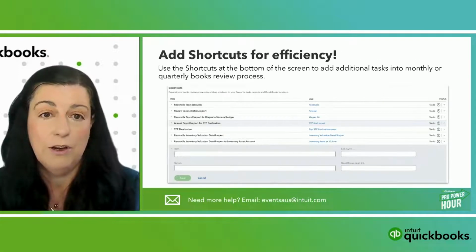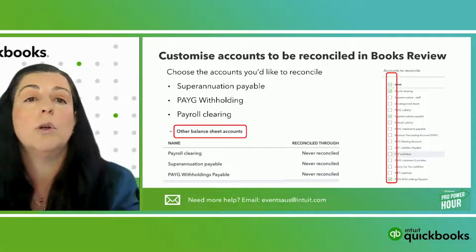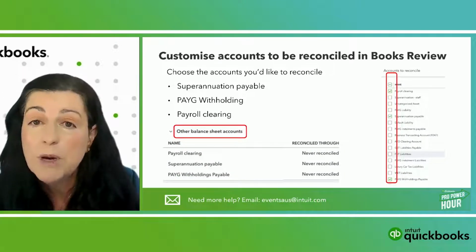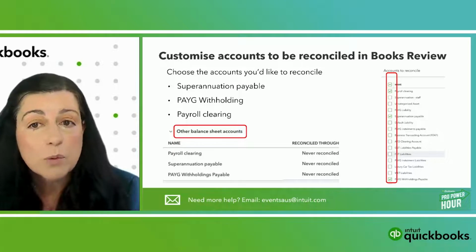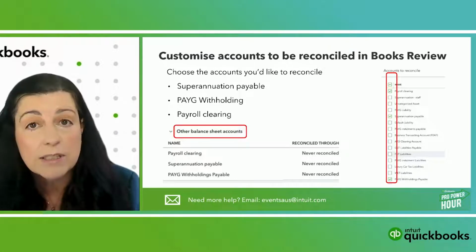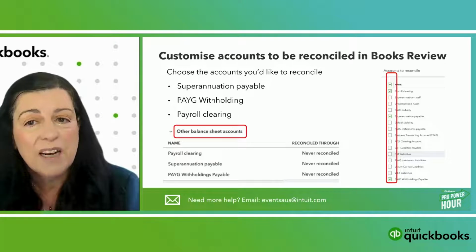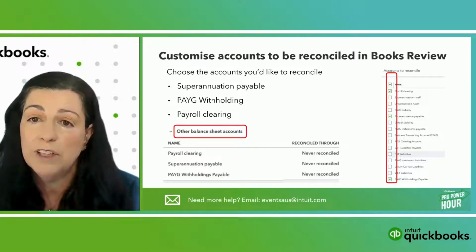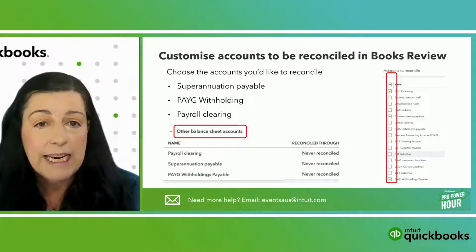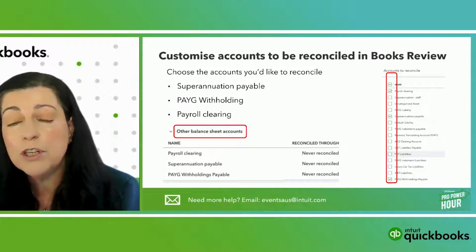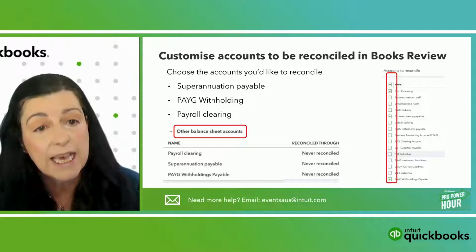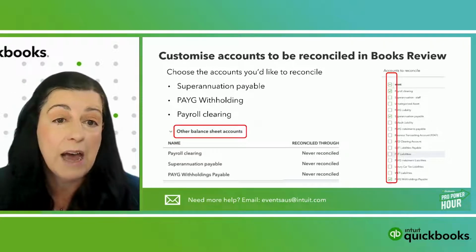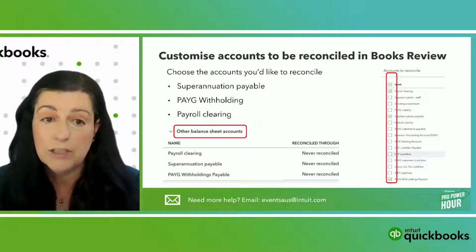Okay, so customise the accounts that we're reconciling. Now, for some of our clients, we want to look at certain accounts each quarter, but some of the accounts are not going to be relevant. So what you can see here is that we have an option to actually highlight, and in this case here, we're choosing 3 accounts because that's what's relevant in terms of our balance sheet accounts, other balance sheet accounts.